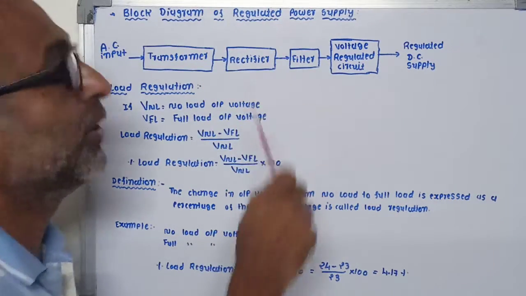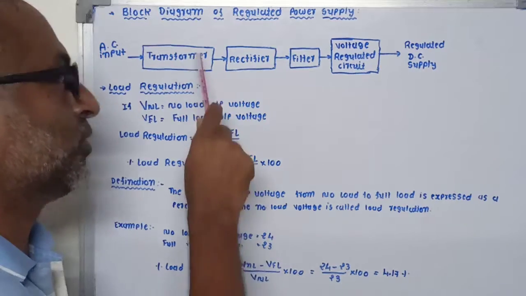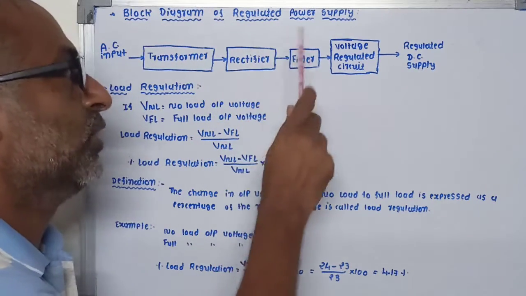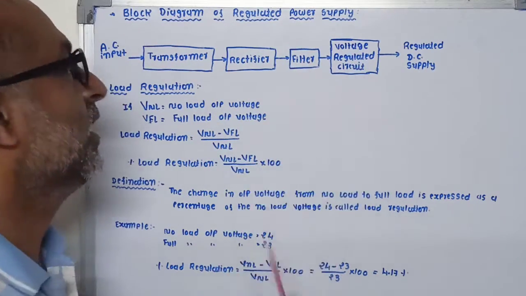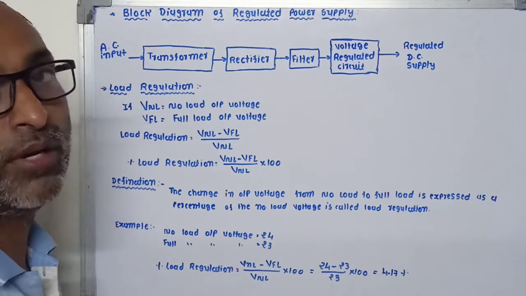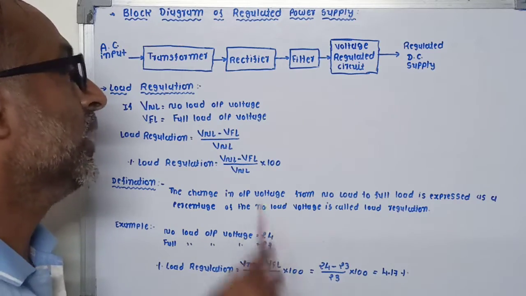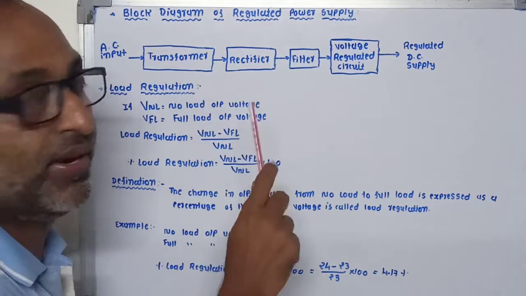Block diagram of regulated power supply. It mainly consists of a transformer, rectifier, filter, and voltage regulator circuit. First, transformer. A step up or step down transformer is used to get the required AC input to the rectifier.